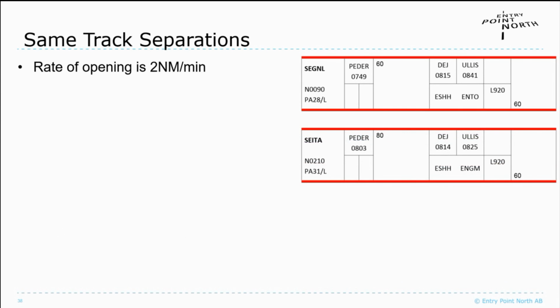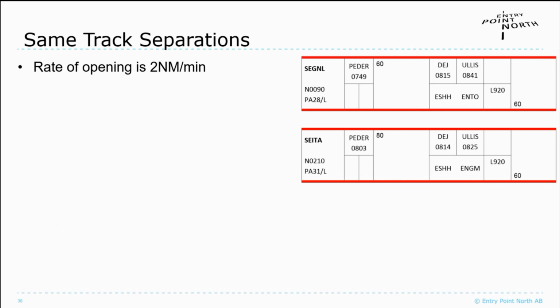In this case, we're going to look at the rate of opening between these two aircraft. So when we look at Sierra, to use the 3 minute 40 knot separation, Sierra Tango Alpha has to be in front because it has to be the faster aircraft. And Sierra Tango Alpha is flying at 3.5 nautical miles per minute, 210 knots. Sierra November Lima is flying 1.5 nautical miles per minute, 90 knots. So there's 120 knots difference between them. So 2 nautical miles per minute is the rate of opening.